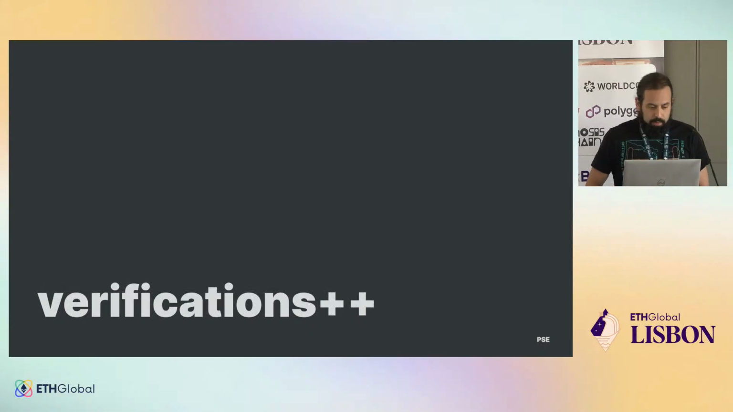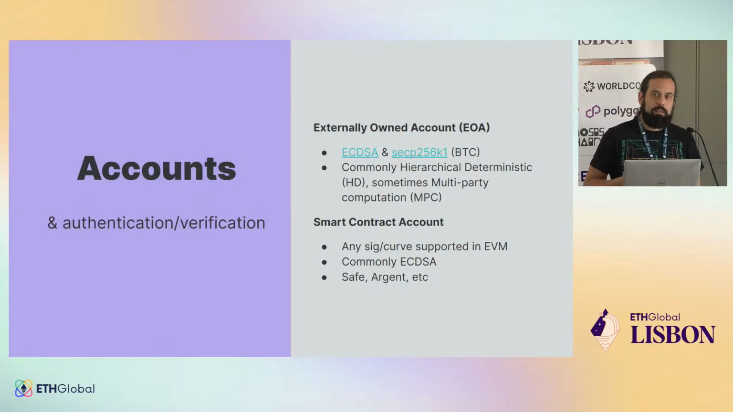Thanks, Andrew. Next we're going to go over, for our V2, some additional verification methods we're looking into using the ERC 4337 framework. Before we jump too much into that, let's talk about what kinds of accounts currently exist on Ethereum and the verification methods we use with those. The most common one nowadays is an externally owned account, also known as an EOA. It uses ECDSA signatures and the same curve that Bitcoin uses for the asymmetric cryptography. These commonly are hierarchical deterministic wallets and sometimes can also be multi-party computation wallets with a shared private key.